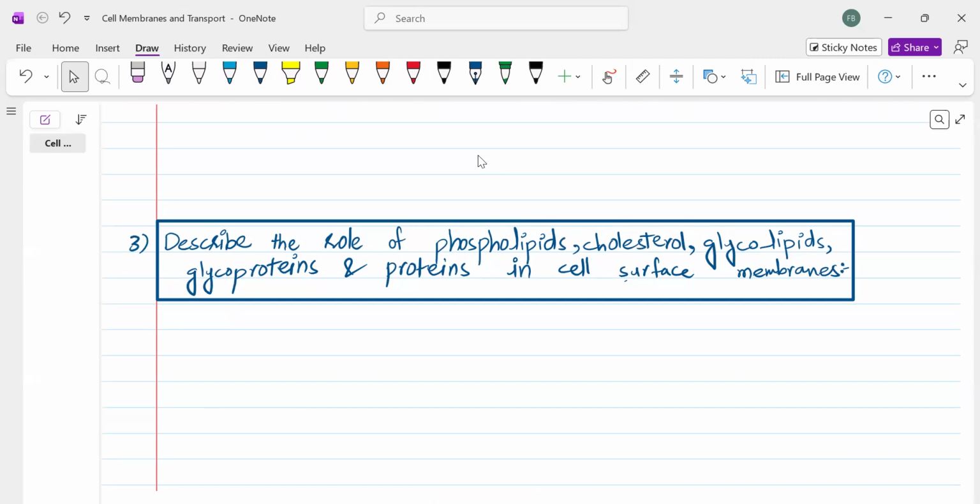What is the role of phospholipid? The role of phospholipid is the amphipathic interactions with water. Firstly, what is the role of phospholipid which we have discussed earlier? The main role. It's what the membranes are made out of.